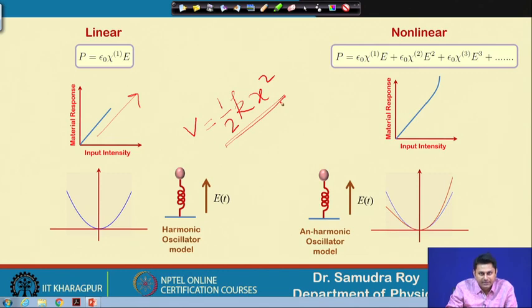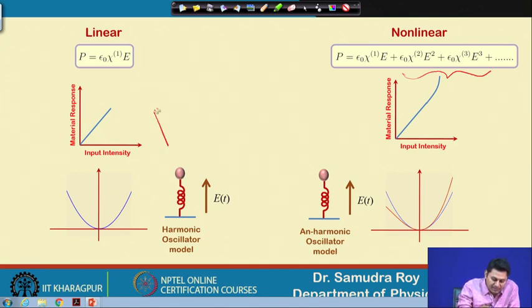Now, what happens in nonlinear optics, compared to this? If I start increasing my electric field, then the relationship between the polarization and the electric field will not remain linear anymore. That means I need to introduce higher order terms. For example, here we have already introduced the higher order term.